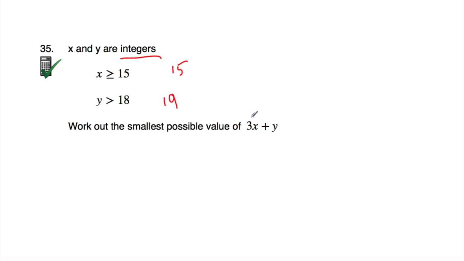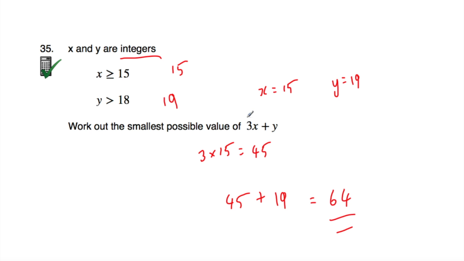So if we substitute x is equal to 15 and y is equal to 19 into this expression, we can find the smallest possible value of it. If x is equal to 15, 3x would be 3 times 15, that's equal to 45. Then plus y, that's 19, and 45 plus 19 would be 64. So the smallest possible value of 3x plus y would be 64, and that's it.